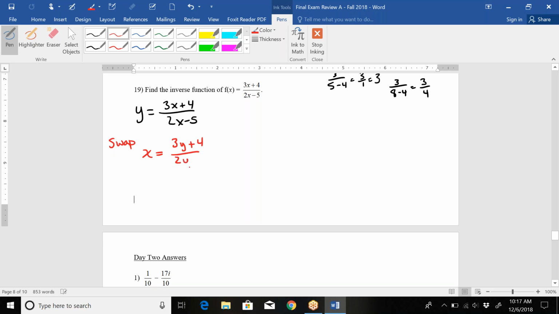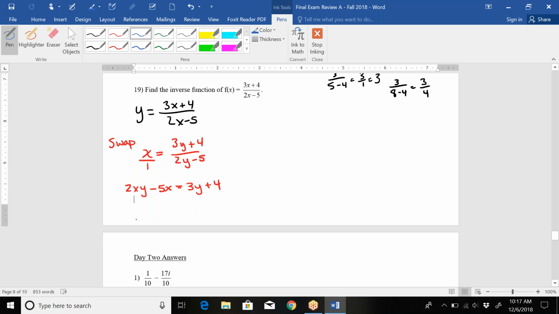So I write this as the y's become x's and the x's become y's. Now to solve this, I'm going to cross multiply across my equal sign. So that's going to make 2xy minus 5x, because you want to distribute that to both, equals 3y plus 4. So technically, we already are looking at the inverse function. It's just not in function notation form yet. Function notation form requires the y to be by itself. And then we're going to call it f inverse of x. We're going to give it a new name.